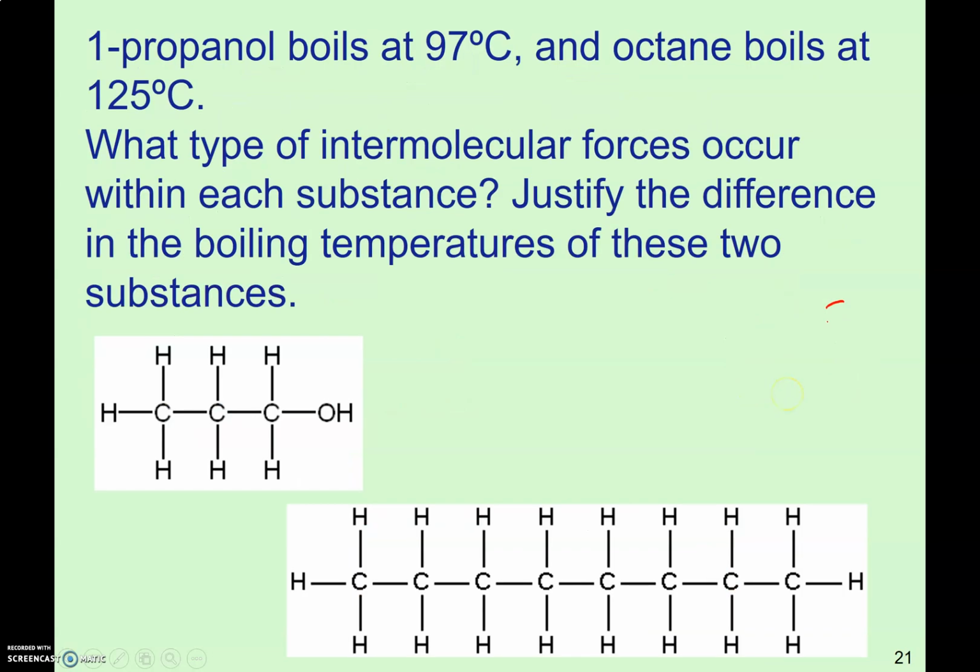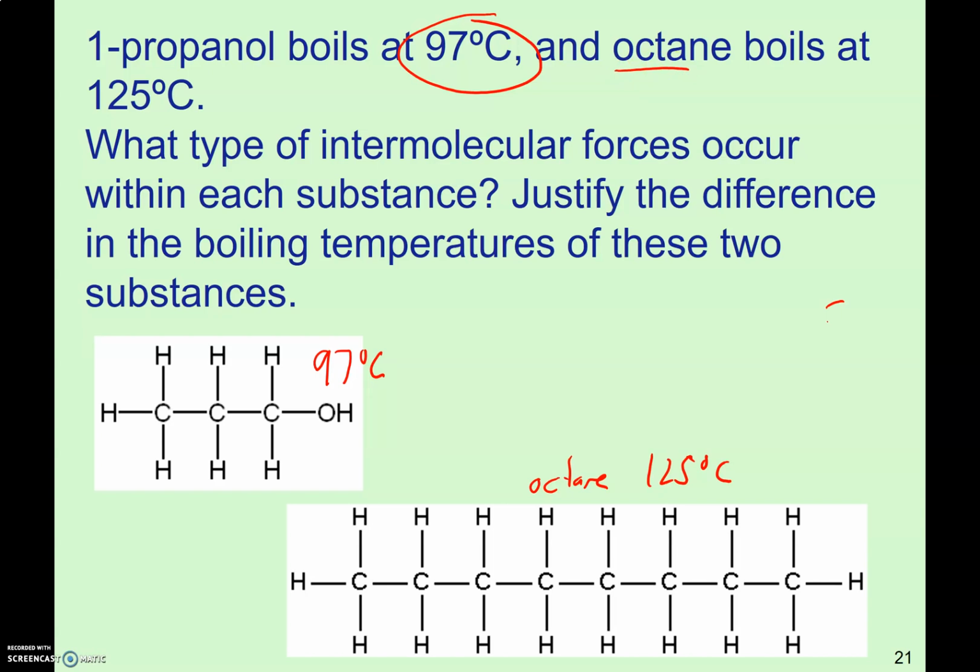Okay, so 1-propanol, which is here, boils at 97 degrees Celsius, and then octane boils at 125 degrees Celsius. So what type of intermolecular forces occur within each substance to justify the difference in boiling temperatures of these two substances? This one is an interesting one, and it's one of the ones that they wouldn't make you predict, they would give you the boiling points and then make you make a prediction.